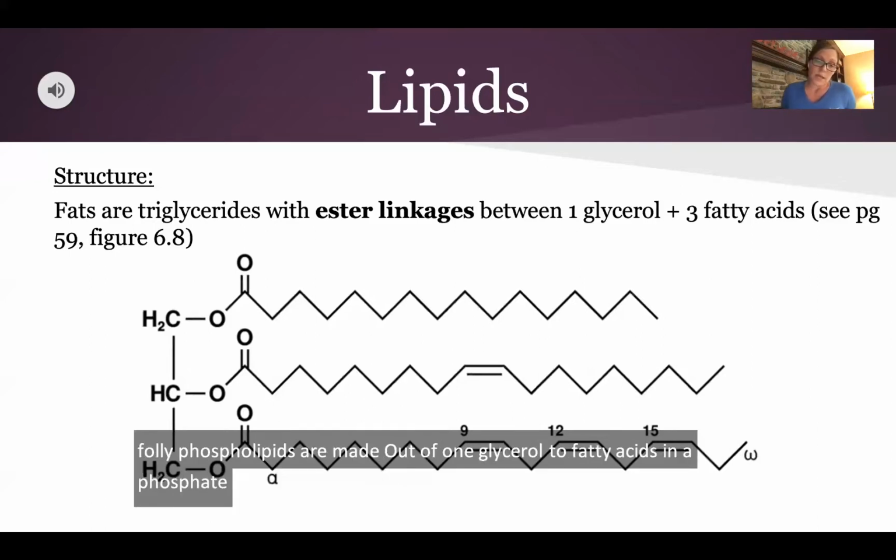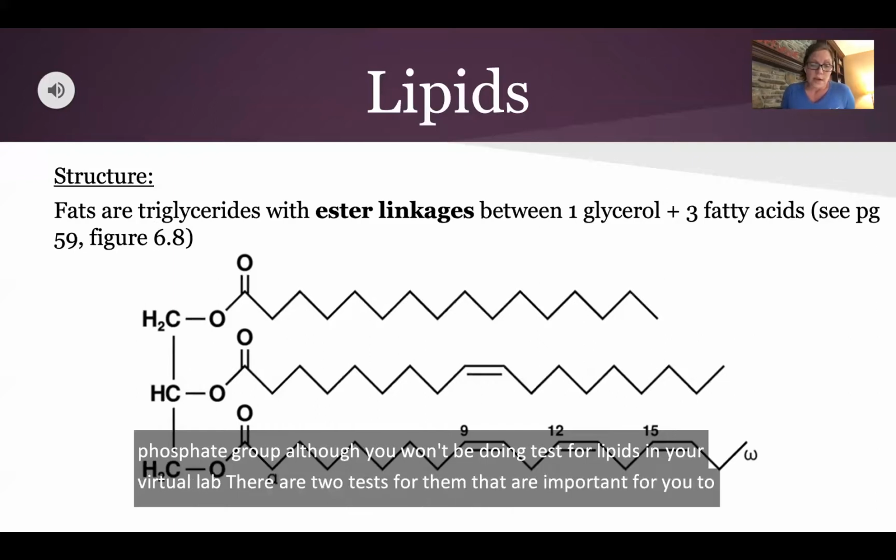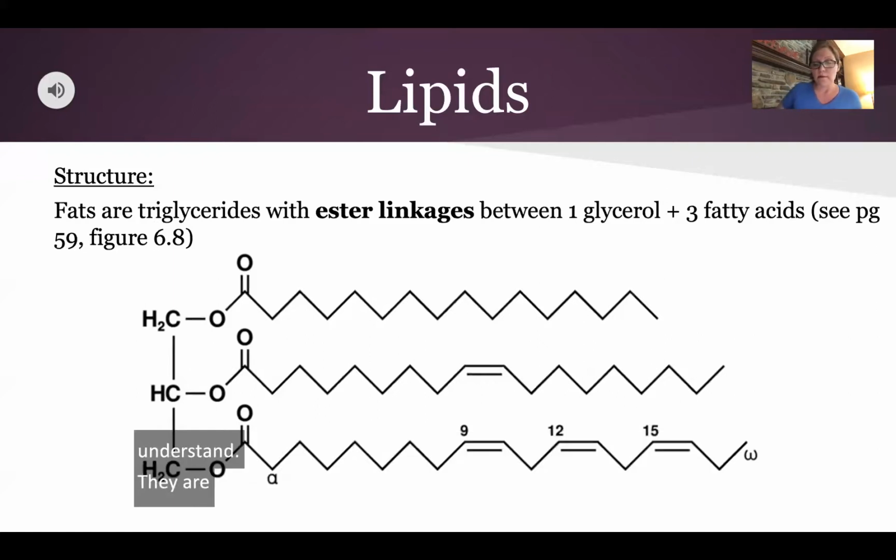Although you won't be doing tests for lipids in your virtual lab, there are 2 tests for them that are important for you to understand. They are the solubility test and the Sudan 4 test.